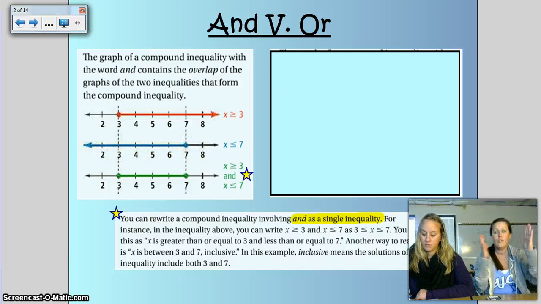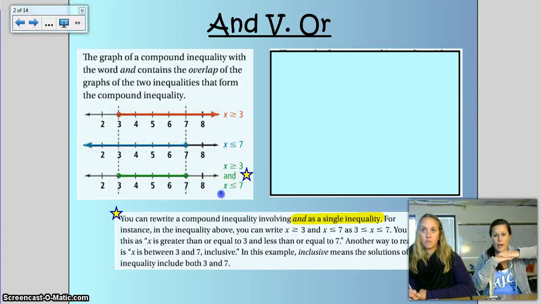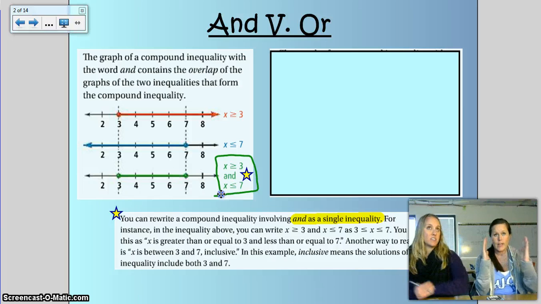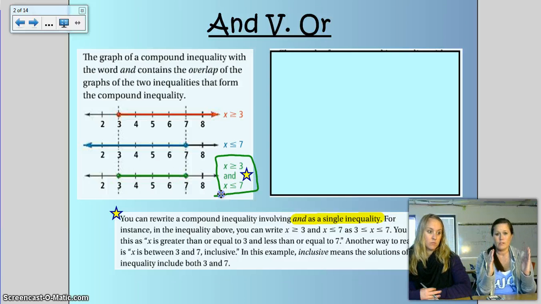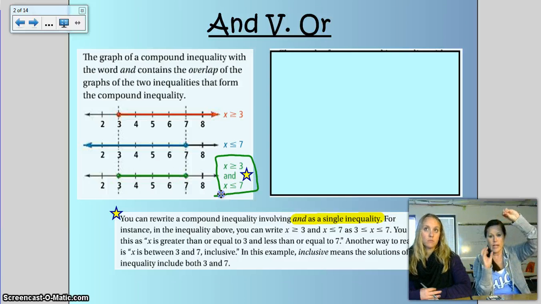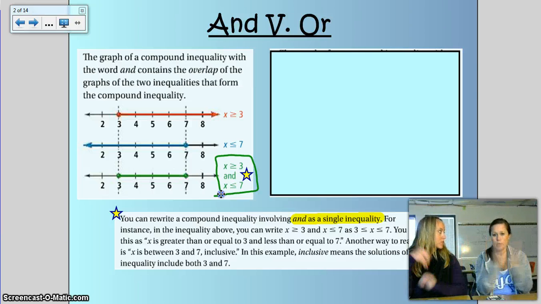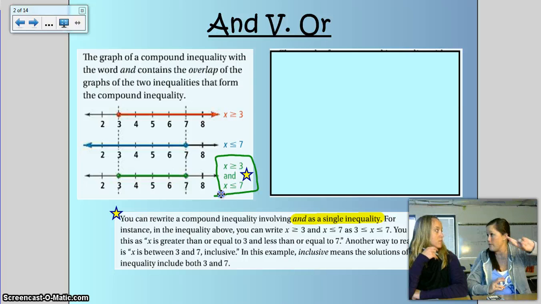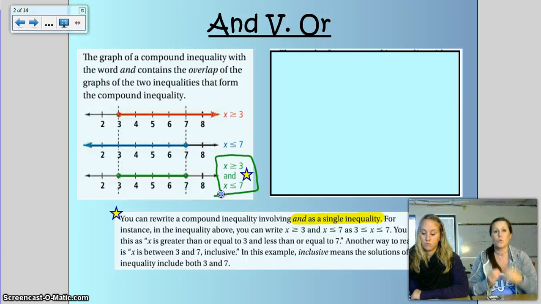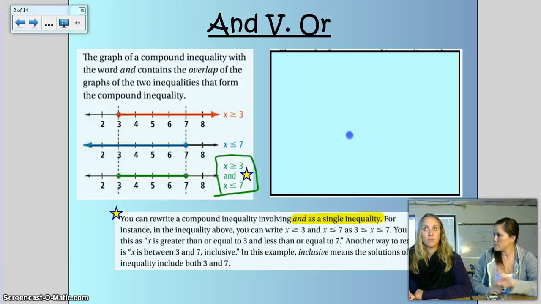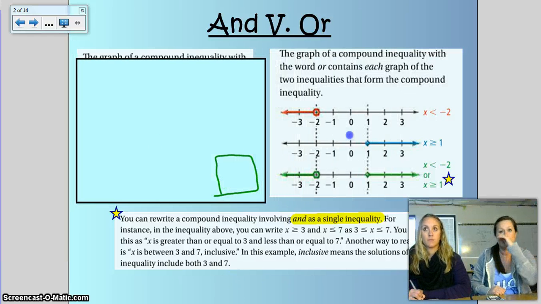If you combine those two into one, then you have an "and" inequality. Basically, from 3 to 7 fits both of those, the red line and the blue line. So x can be anything between those two numbers. This is what the graph looks like, and you use the word "and" to represent it.